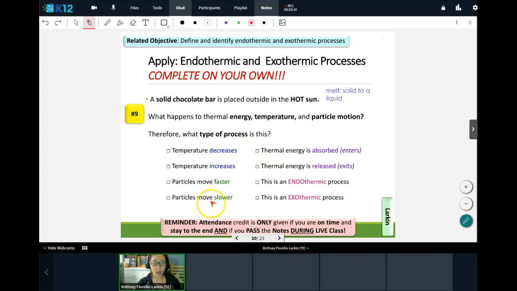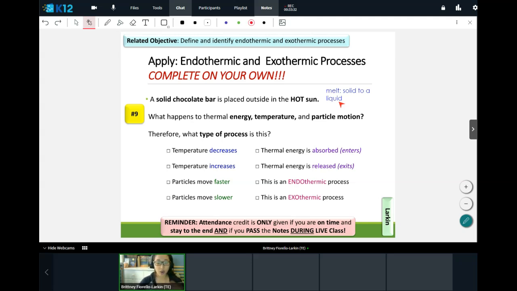Yeah, so temperature is going to increase. Perfect. And what about their particles? If you're turning into a liquid and the particles begin to flow, does that mean particles are moving faster or slower? Think about in a solid, they're stuck in place. In a liquid, they can flow. So are they moving faster or slower? Yeah, absolutely. So particles move faster.